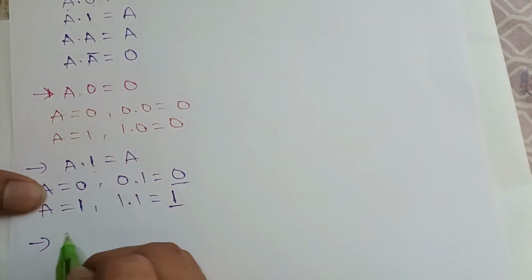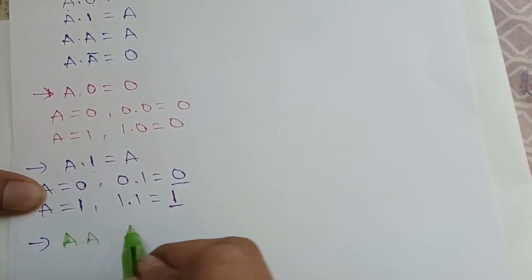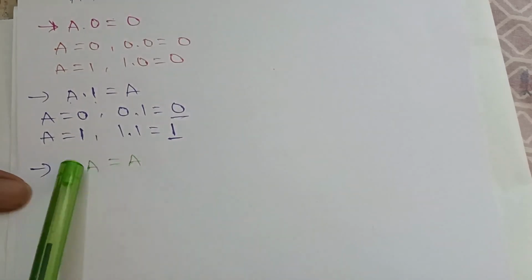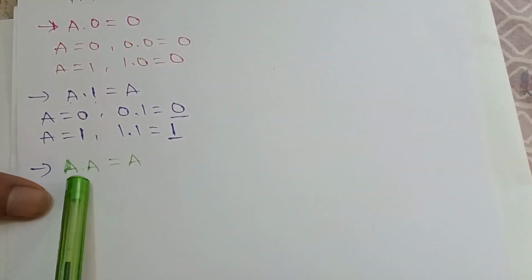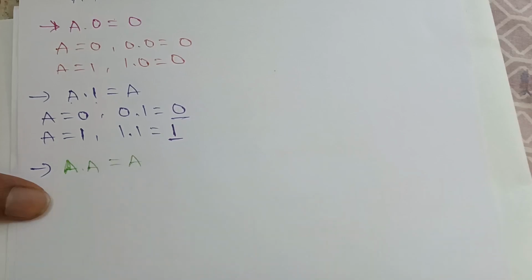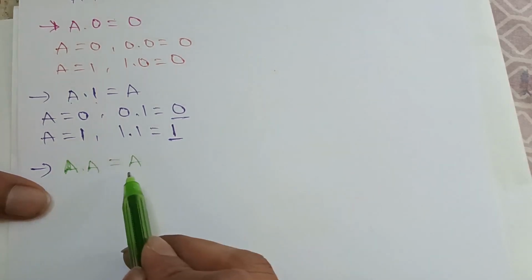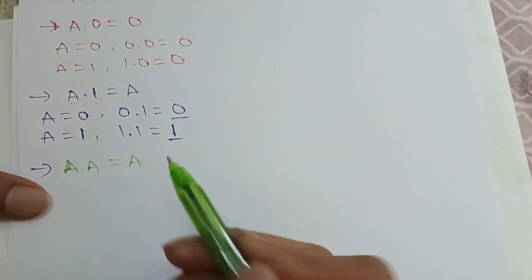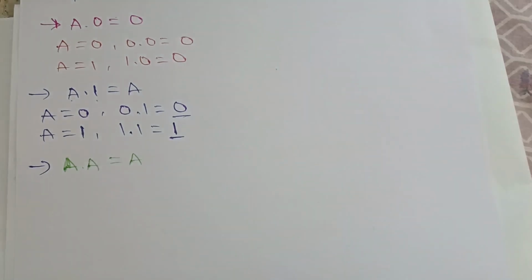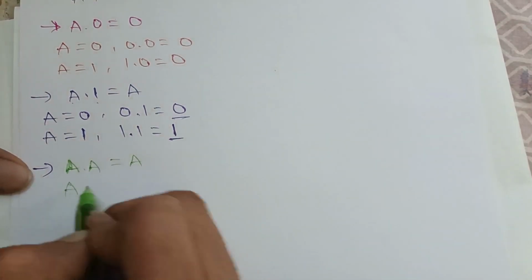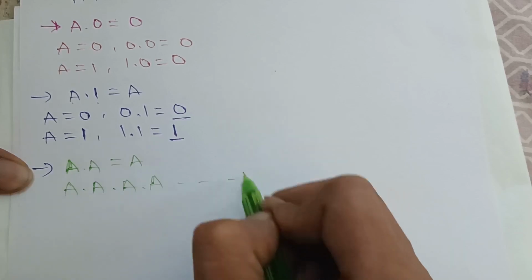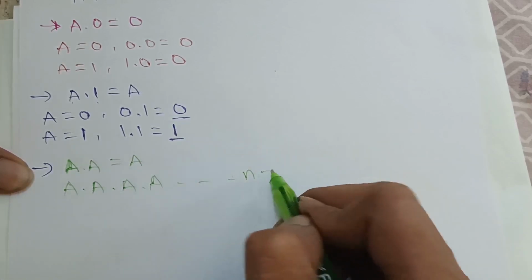A dot a is going to be a. See here, when we take the AND operation between the same variables multiple times, the ultimate result we get is the same variable. If you write this as a dot a dot a, n number of times, whatever result we get is a only.